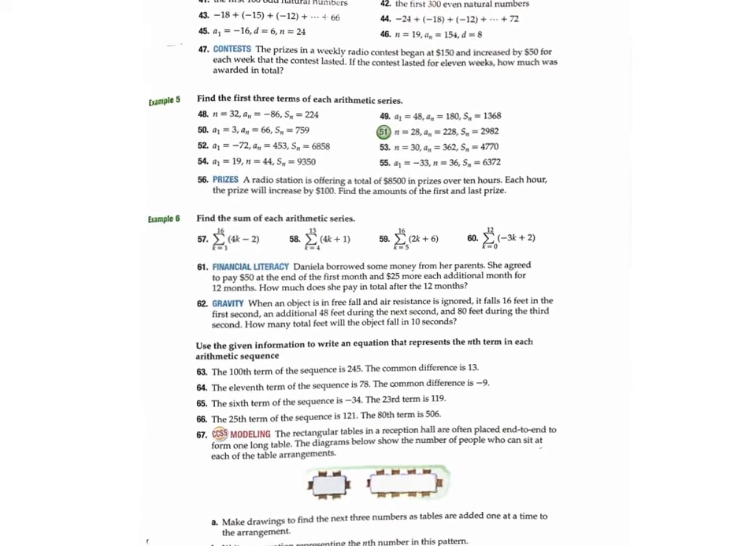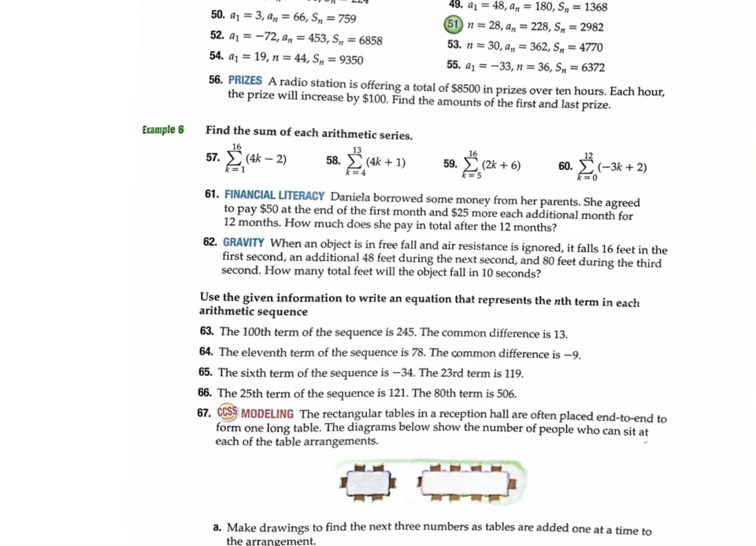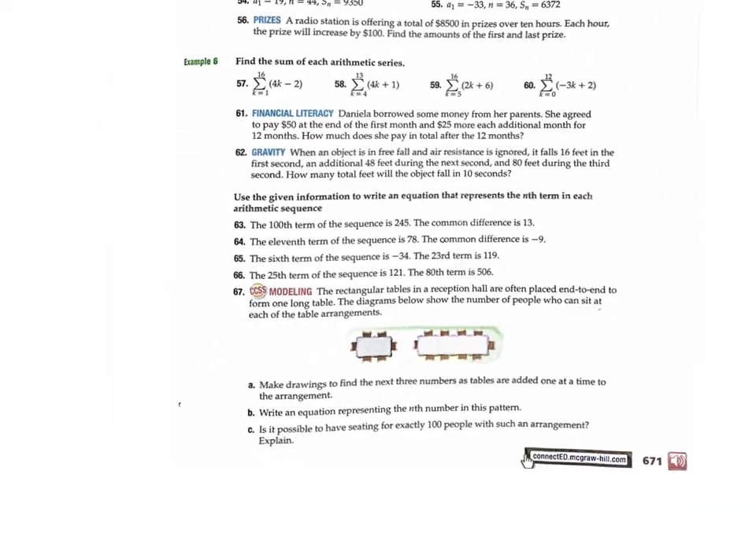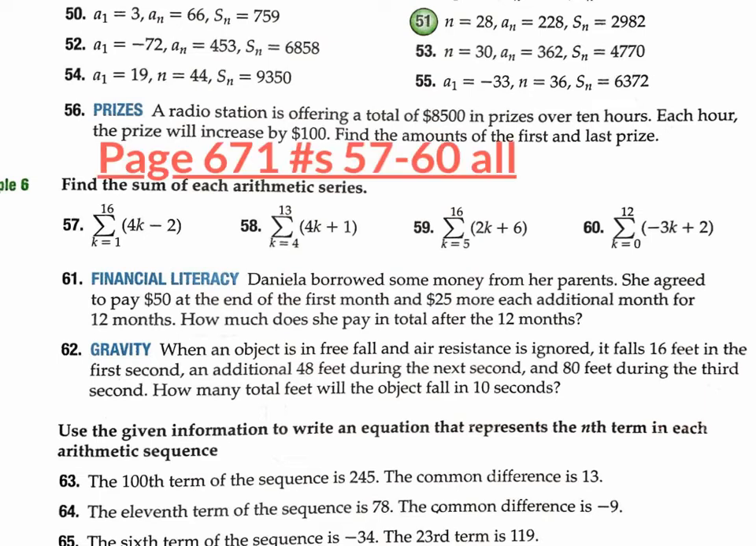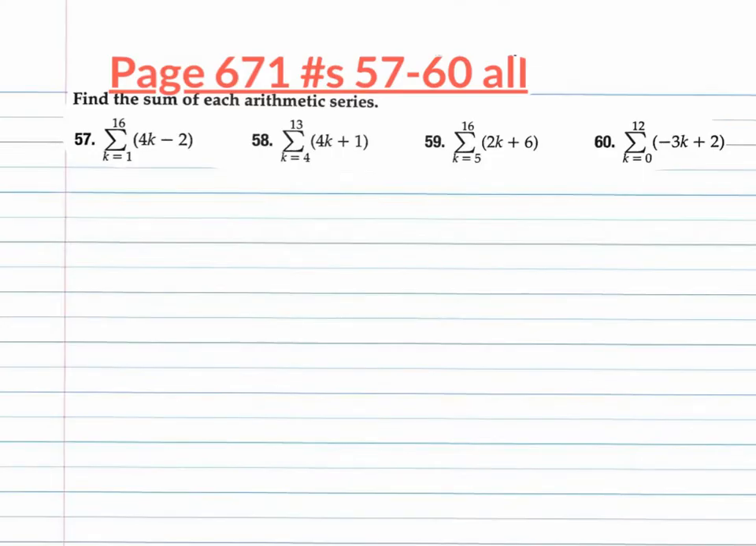So I would really like you to do this assignment. We're going to be doing page 671, 57 through 60. You guys have to write it down in your notebook, so I wrote it down in my notebook. 57 should be really easy. Well, all of these should not be that bad. Why? Because you're using the summation formula on all of them.